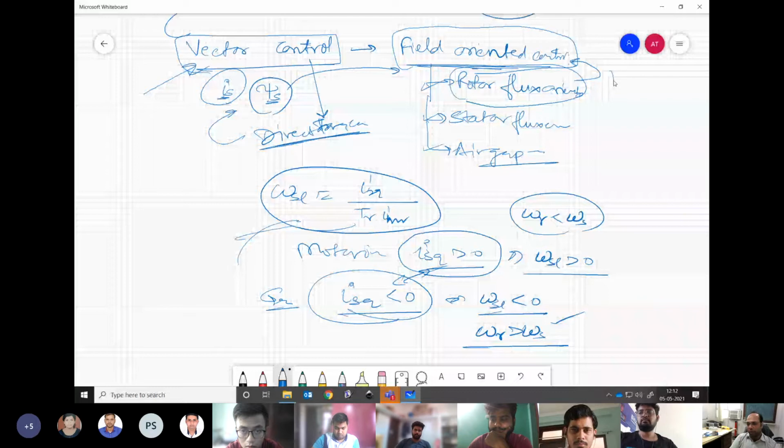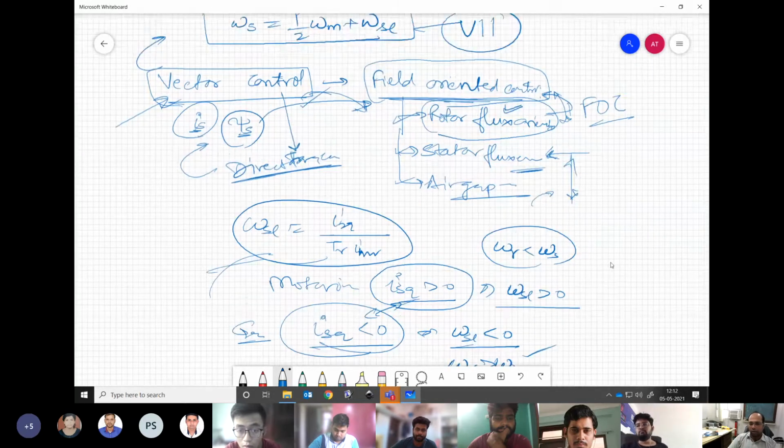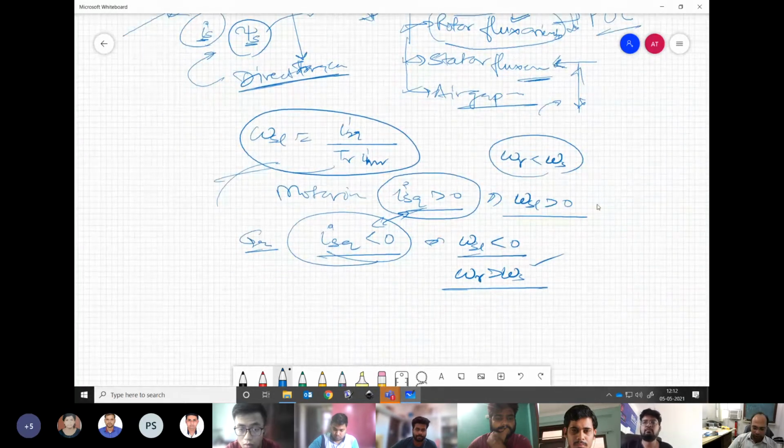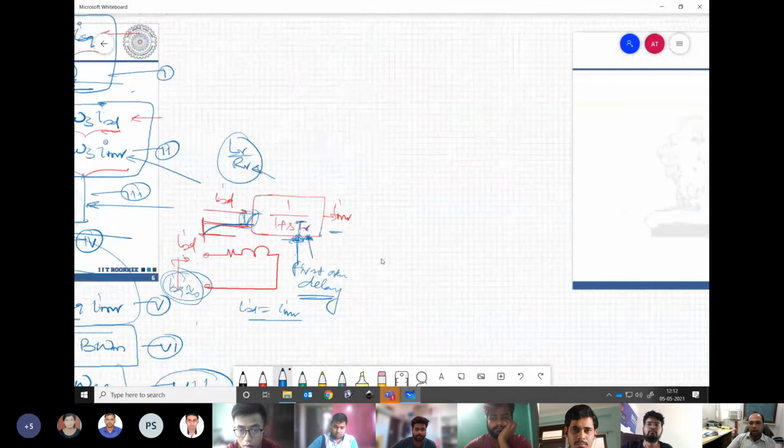Another possibility could be that you orient your reference frame along the stator flux or the air gap flux. These are other possibilities, but we will stick with the rotor flux orientation, and we will see how these currents can be controlled using the traditional PI controllers. And we also discussed the slip speed, how it is related to motoring and generating mode, and with our general information what we have.